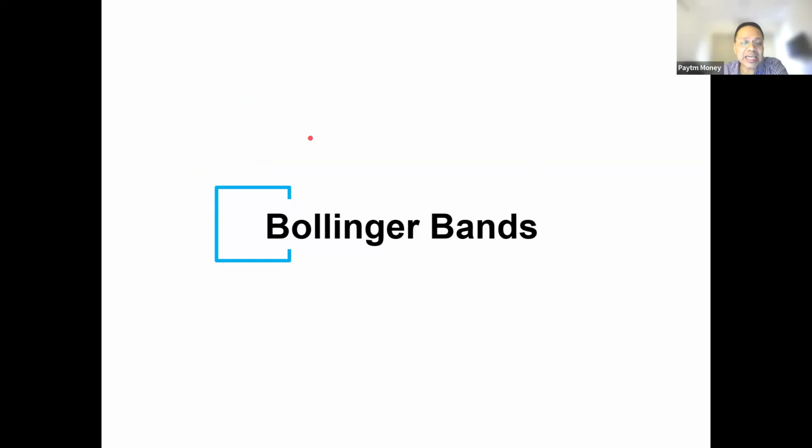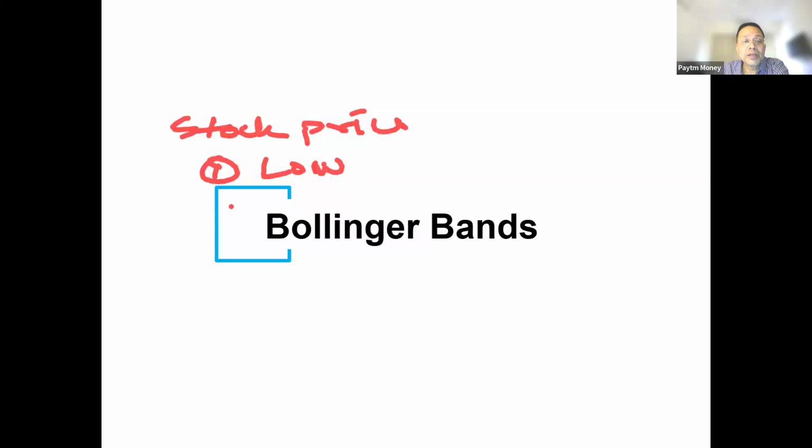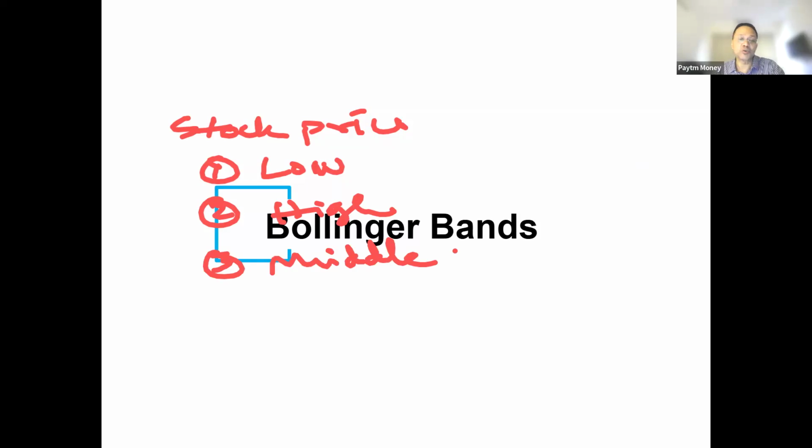Okay, so now a stock price can be in 3 places: either low in the curve, second is high, third is middle or equilibrium. Okay, ये either of the zone में होगा.